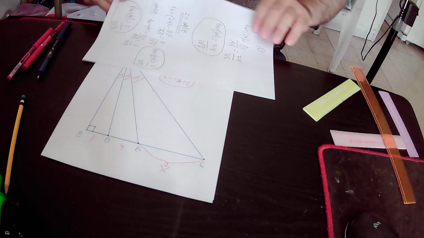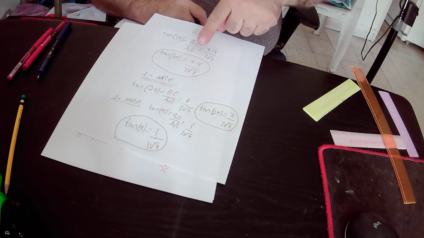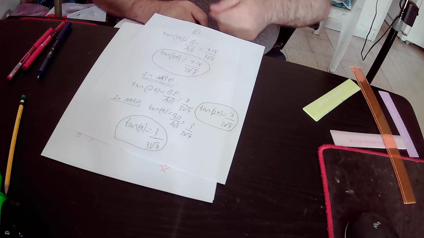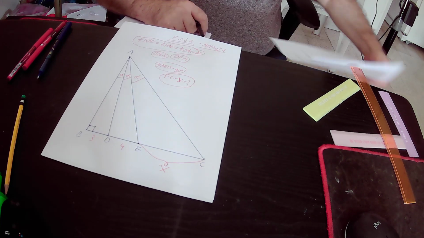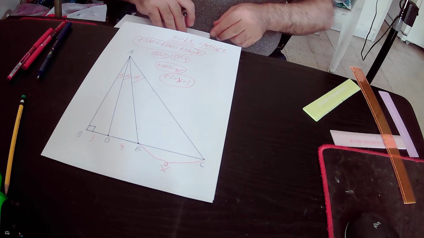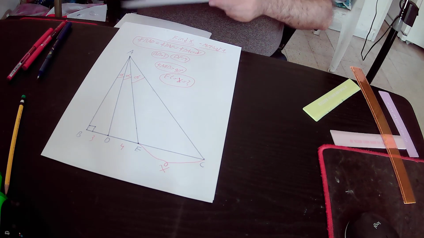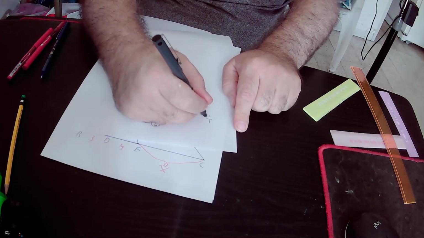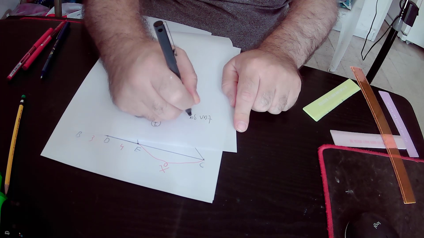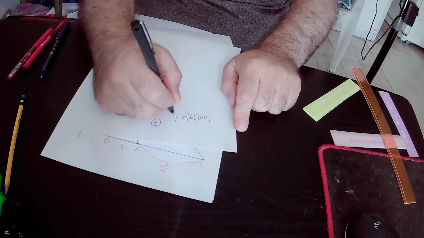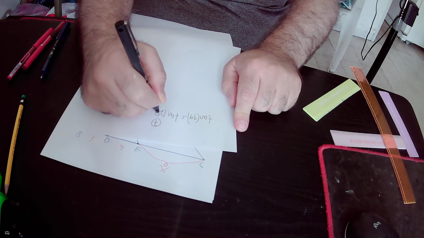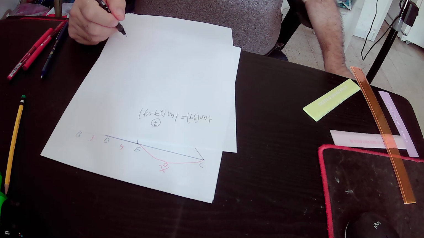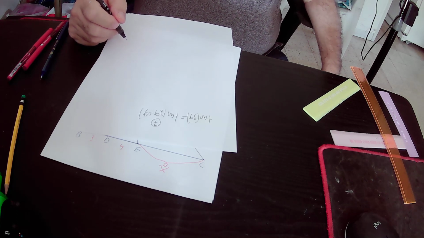So we actually found out the values of tangent alpha, tangent 2 alpha, and tangent 3 alpha. Okay? But we also know that tangent 3 alpha equals tangent 2 alpha plus alpha. Okay? Tangent 3 alpha equals tangent 2 alpha plus alpha.